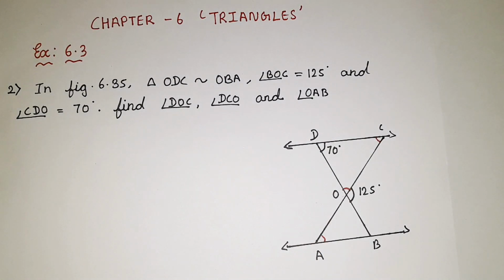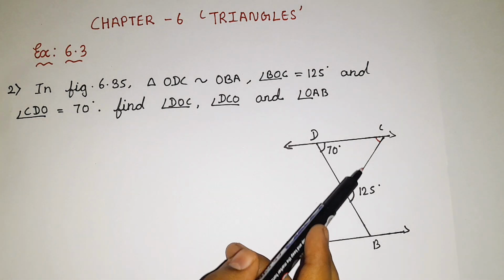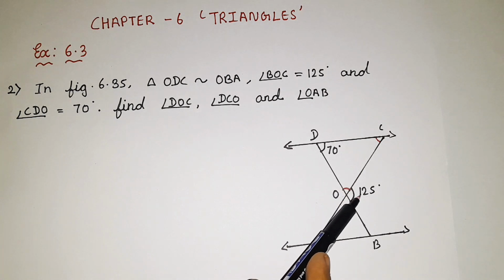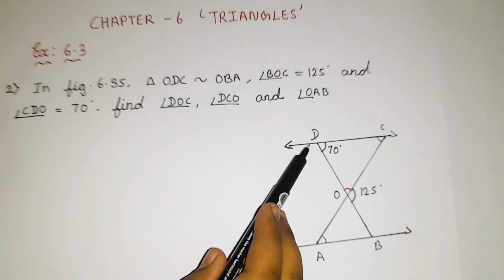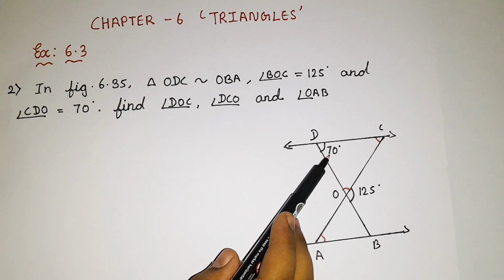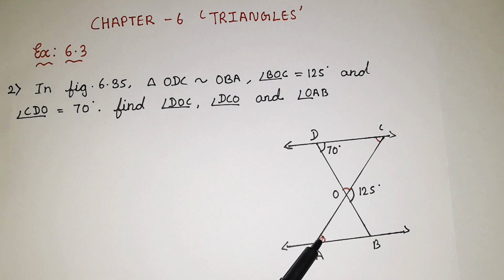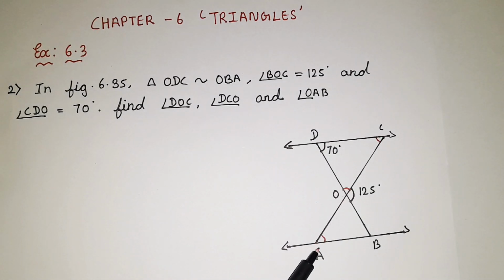Now what are the given values? First of all we have angle BOC, so here the value is 125 degrees. So the O value is 125 degrees. And then we have angle CDO, so here the D value is 70 degrees. Now let us find the missing values. Here it is C, here it is O, and here it is A. So we are supposed to find the missing values.